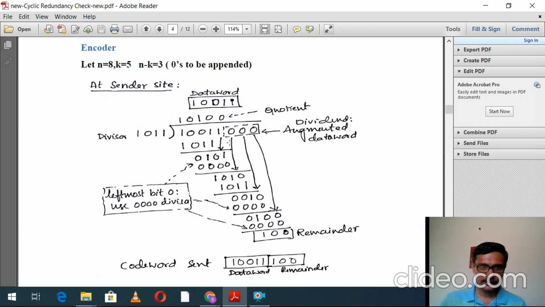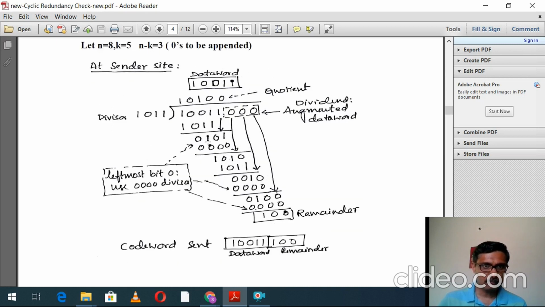Here you see we form an augmented data word by appending 3 zeros to the data word. So we get 5 plus 3, total 8 bits in this augmented data word. And the divisor used here is 1011. Now perform the modulo 2 division here. As I mentioned earlier, modulo 2 subtraction is the same as the XOR operation.